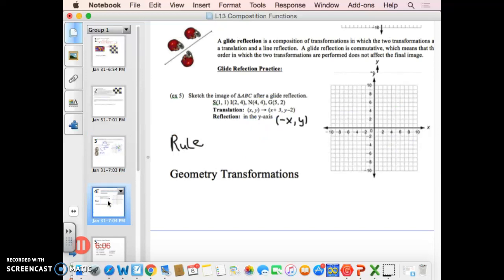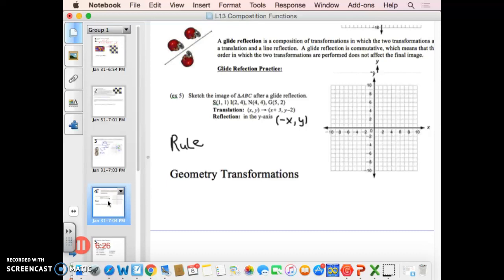And this is actually called a glide reflection. These are very common. Basically, it's when you do a reflection and a translation. So the glide comes from the translation, and the reflection comes from the reflection. Okay. So you're also going to have to know how to write these rules in one composition rule. So let's go ahead and look at what's happening.